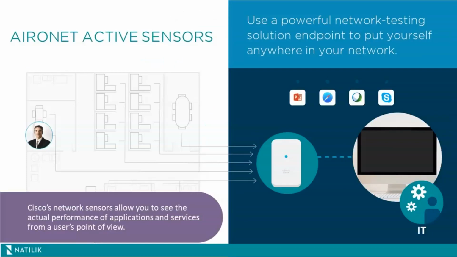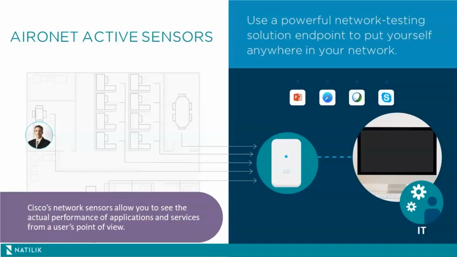Thanks, Jan. So now we've taken a look at what DNA Assurance is. Let's talk a little bit about the active sensors. The Aironet active sensors are compact network sensors, designed specifically to monitor the wireless network. They're not much bigger than an iPhone, and they're aesthetically pleasing. They can be installed pretty much anywhere, on desks, walls, or ceilings, wherever it's convenient in your campus. They can also be mains powered or driven by power over Ethernet.